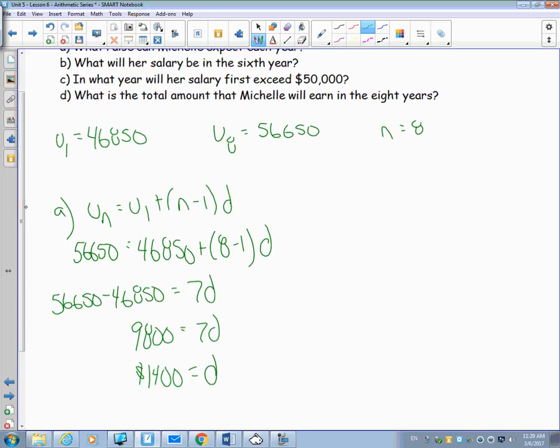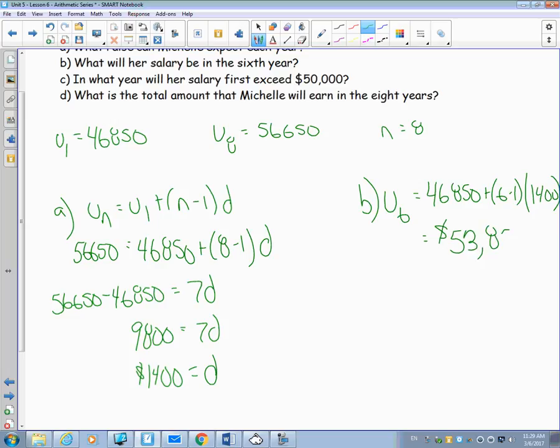Okay, part B. What will her salary be in the 6th year? I can figure that out. That's just U number 6. 46,850 plus (6 minus 1) times d. We just figured out d was 1,400. And into my calculator that goes, and I think her salary in the 6th year would be $53,850. Using our equation.